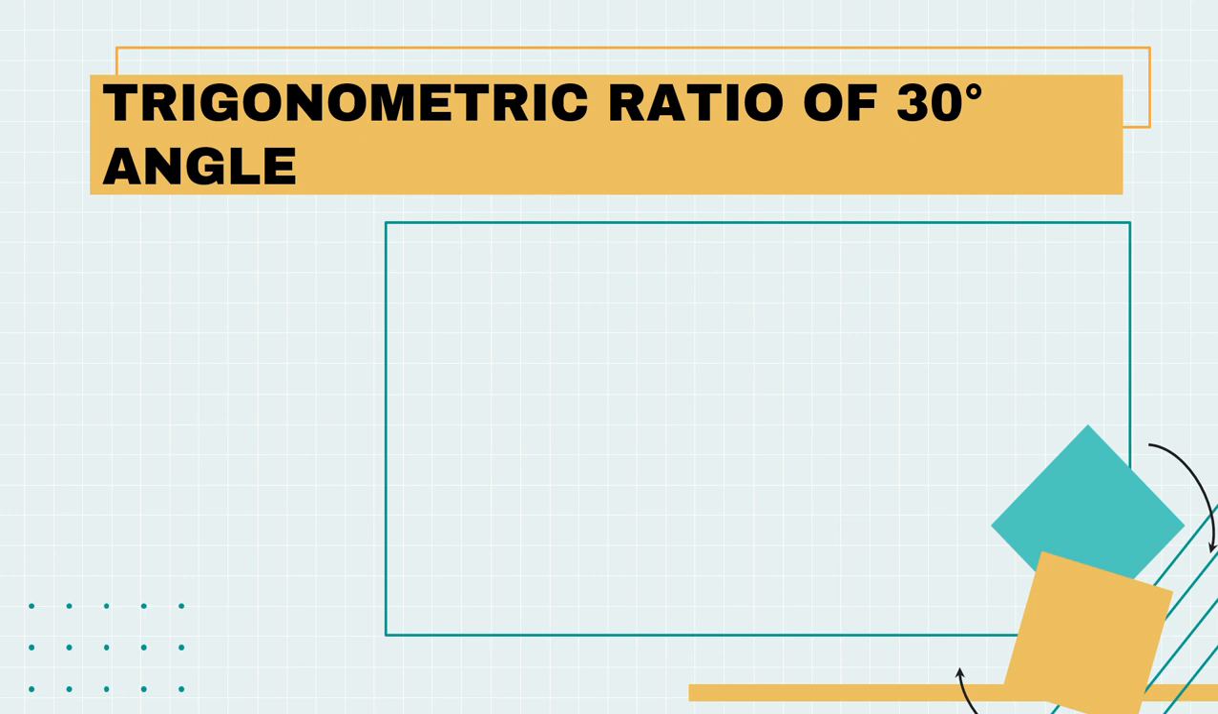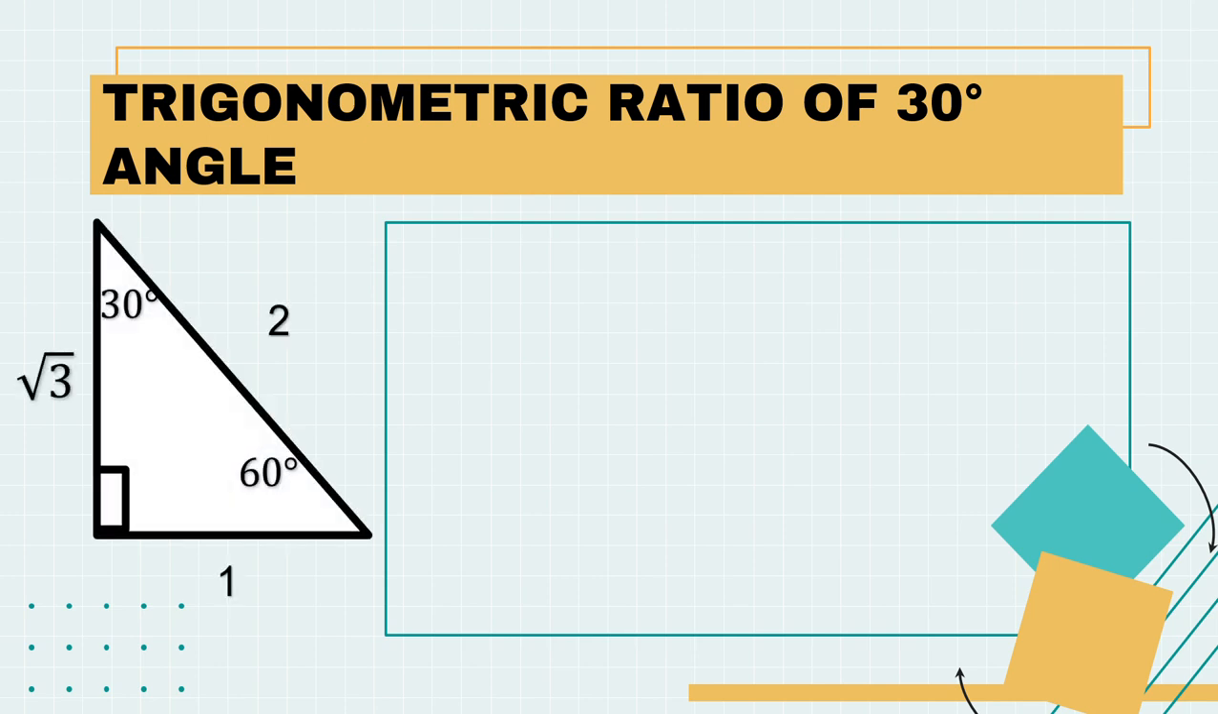Next is the trigonometric ratio of 30 degrees angle. In this measurement, we will use the 30, 60, 90 triangle. And then the opposite side of 30 degrees is equal to 1, and the adjacent side of 30 degrees is square root of 3. And then the hypotenuse is 2.